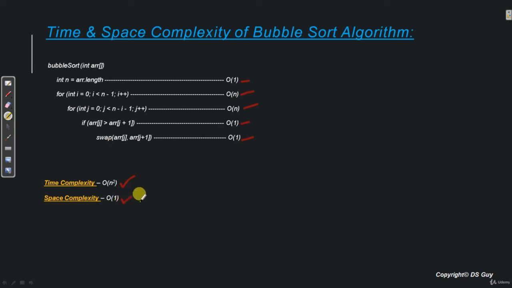Space complexity is order of 1 because we are not using any extra space for doing the sorting. It's an in-place sorting algorithm. So that is all about the bubble sort algorithm.